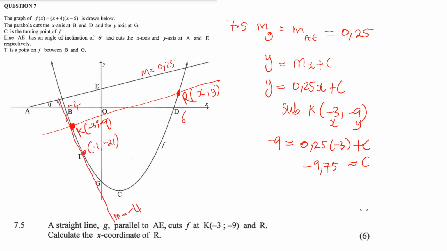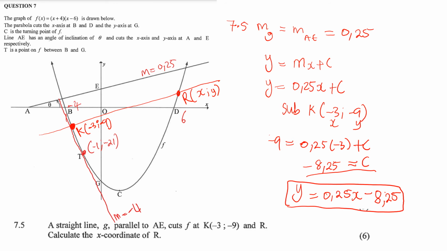Actually it's wrong. It's -8.25. Okay, -8.25, so that is our c. So we can get the equation of G. It's going to be y = 0.25x - 8.25.